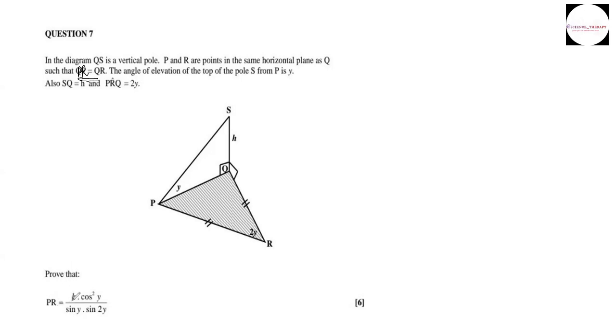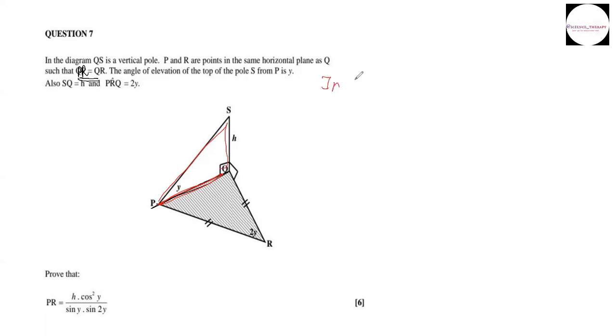Now they say prove that PR is equal to H cos squared Y over sine Y, times sine 2Y. Now, the strategy every time you're trying to solve this question is to look for the common side between your given triangles. We can see this unshaded triangle, and then we have another shaded triangle. Looking at these two triangles, we can see that they have a common side, which is PQ. This is where we want to solve this from. So we want to use that common side to find our solution for PR. That means in both of these triangles, we'll express our values in terms of PQ being the subject of the formula.